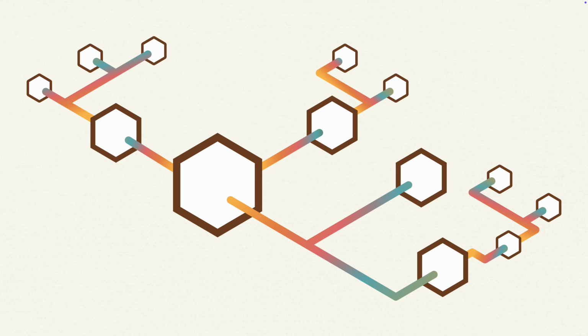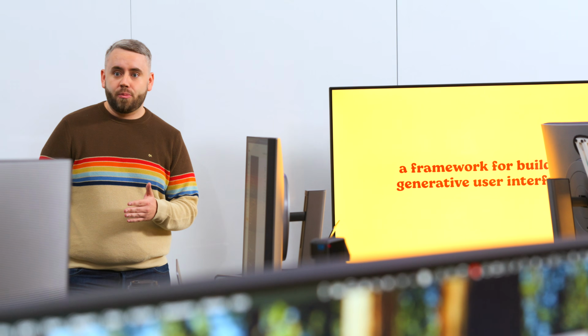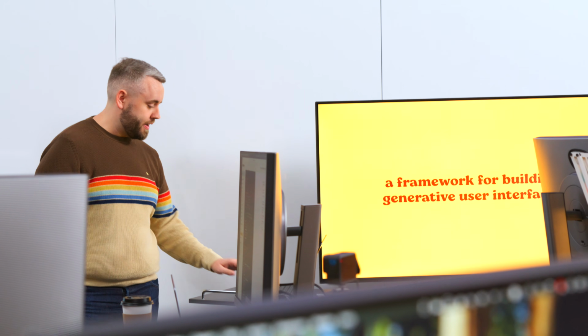So with generative UI, we're taking AI and we're threading it through the component layer of the applications that we're building. And to explore generative UI, today we're going to be using a little tool called Hashbrown. Now, Hashbrown is a framework for both Angular and React that lets developers build generative user interfaces. It's brought to you from the folks at Live Love App. We're a consultancy that helps you bring data to life on the web.